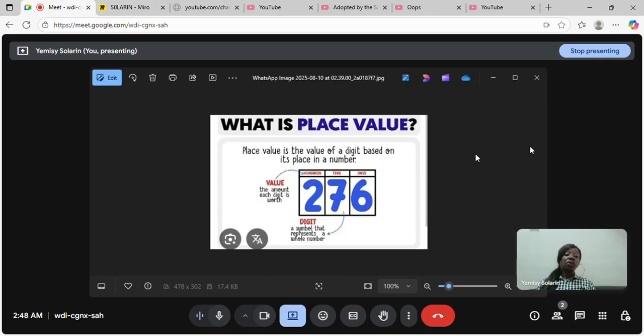So I'm going to also talk about the meaning of whole numbers. Some people might not know what whole numbers mean, so I'm going to look at the meaning of whole numbers before I go straight to the place value of whole numbers. So let's start. What are whole numbers? Let's look at the meaning of whole numbers.